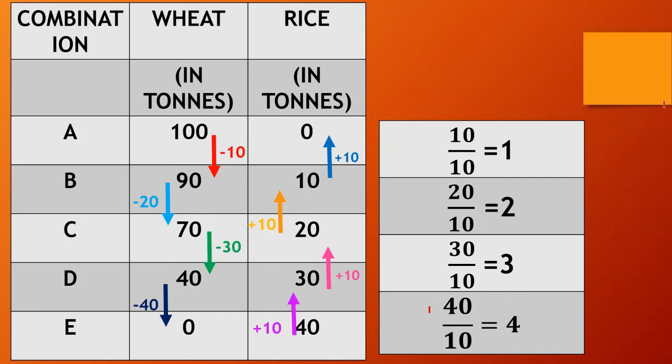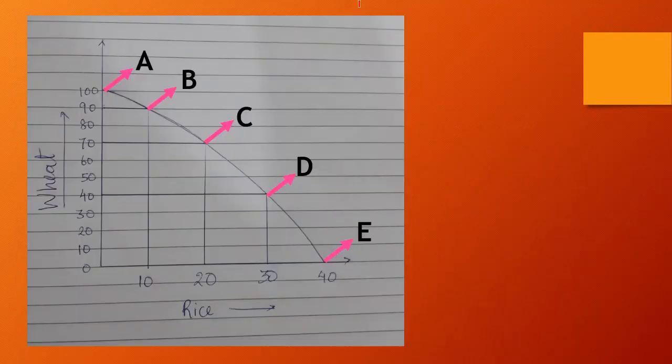Now, if we see for these 5 combinations, the marginal opportunity cost is increasing. If you see the graph, children, over here you can see when the production of wheat is 100, the production of rice is 0. When the production of wheat is 90, the production of rice is 10. So you see, when we are reducing it to 90, it is gaining plus 10.